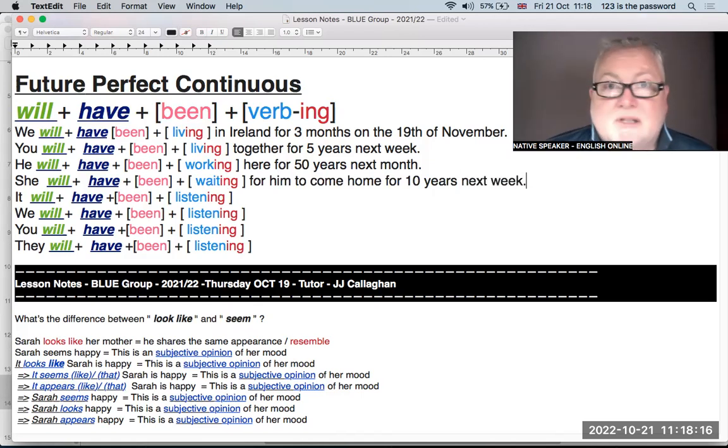So, a terrible situation. Somebody goes missing and their family don't know where he is. And the poor mother is waiting for this person, maybe her husband, maybe her son, to come home. And he went missing on the 26th of October. It's 21st of October today, so 26th of October is next week. So she's waiting for him to come home. And she will have been waiting for him to come home for 10 years. That poor woman has been waiting for 10 years. Well, not exactly 10 years. Next week will be 10 years. She will have been waiting for him to come home for 10 years.